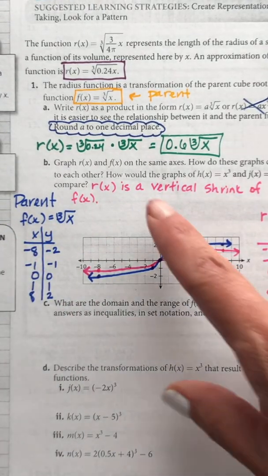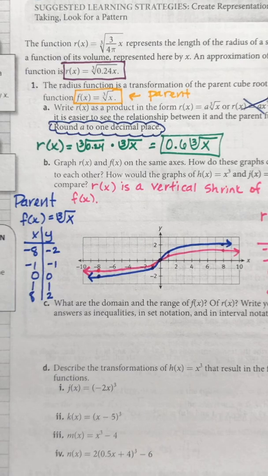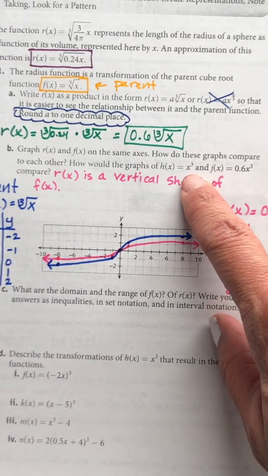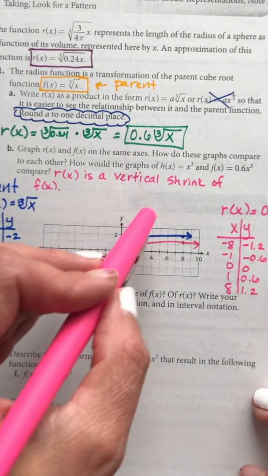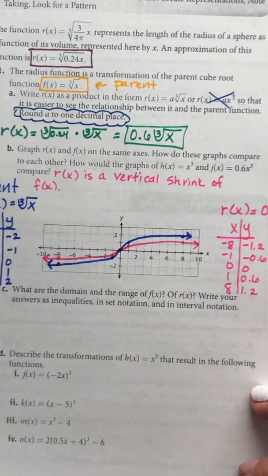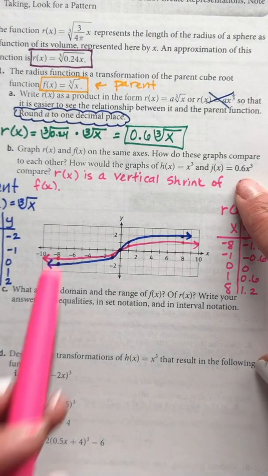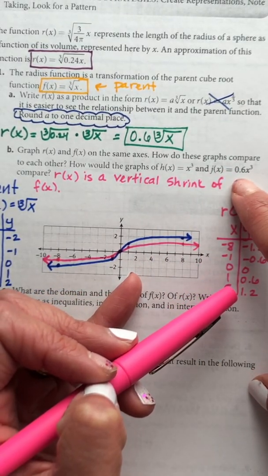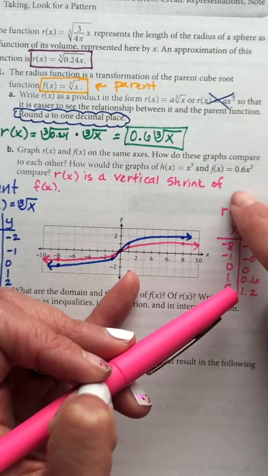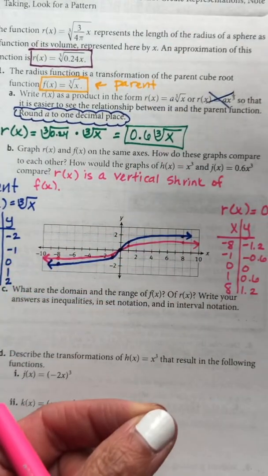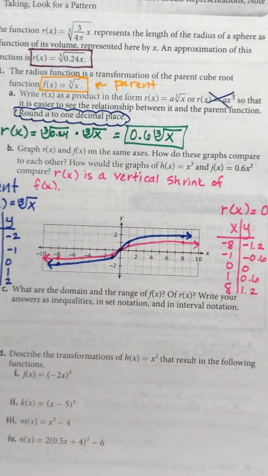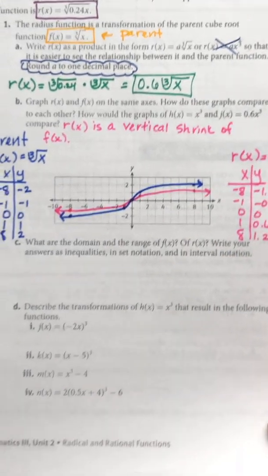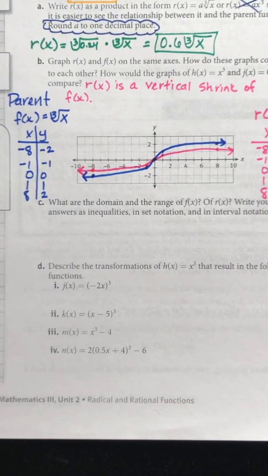And it says, how would the graphs of h of x equals x cubed and j of x equals 0.6 x cubed compare? Well, these are not cube root functions, they're cubic functions. So it's the vertical stretch and shrink that we dealt with last unit, but it's the same thing. This would still be a vertical shrink. Anytime you're multiplying by a number smaller than 1, it shrinks it. Anytime you multiply by a number bigger than 1, it stretches it. Okay, so it would do the same exact thing because this is the parent function of the cubic. See, vertex form applies to everything.